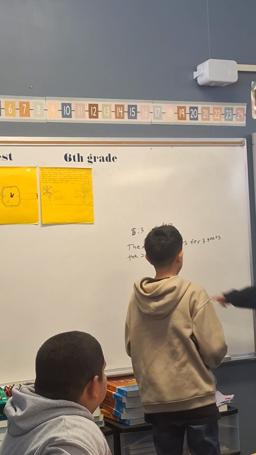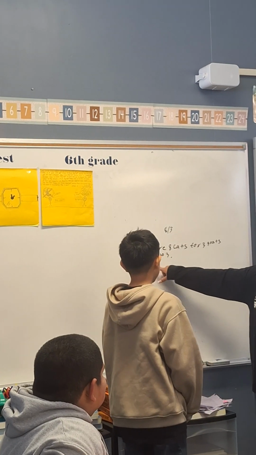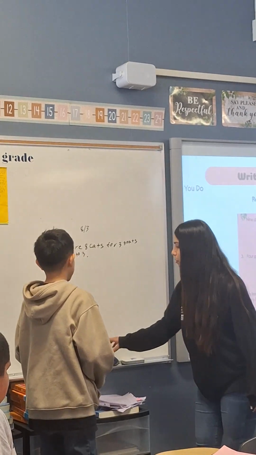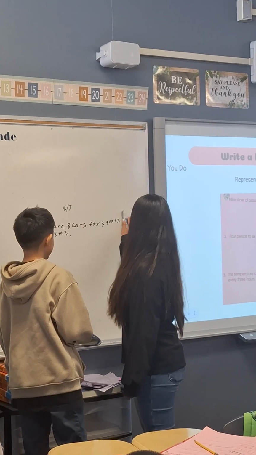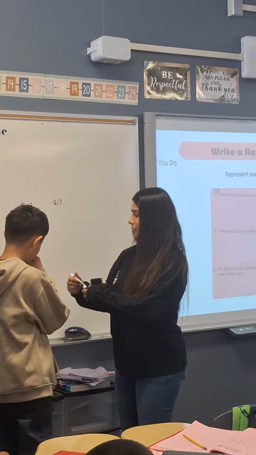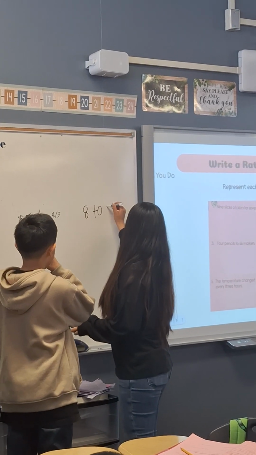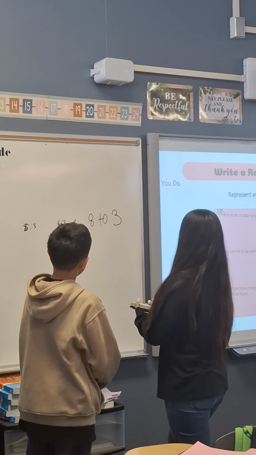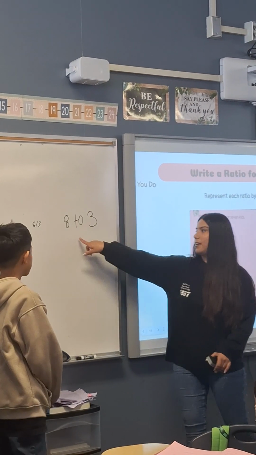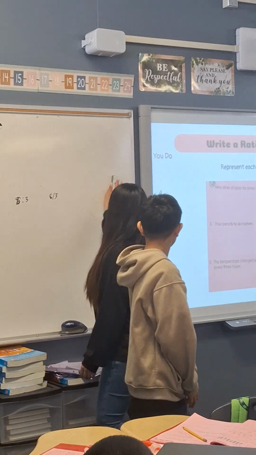So he said there are 8 cats for 3 goats. That equals 8 to 3. So for the word form, you guys could skip this. And for a shortcut, you could just put 8 to 3. Okay. But yes, did everybody get that? Yes. Chris, you wanted to do the third one?